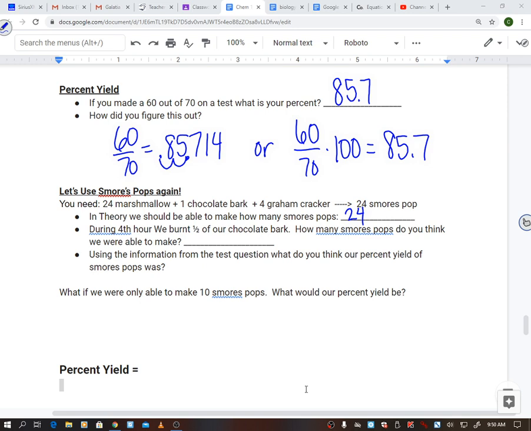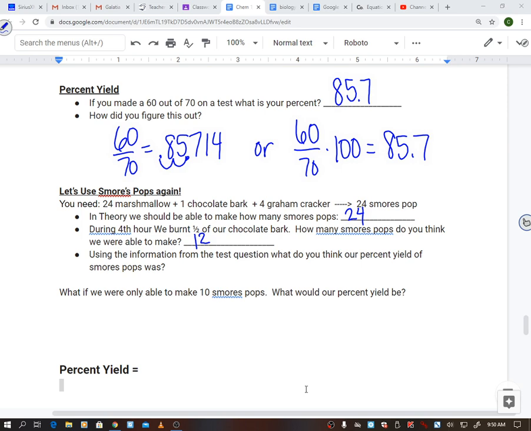Did you guys start eating some of the chocolate bar while it was heating up? Or were you eating some of the marshmallows out of the bag while we were waiting? Last year during 4th hour, we actually, by accident, burnt half of our chocolate bark. So how many s'mores pops do you think we were able to make? Well, if we burnt half, and we normally can make 24, then we're going to make half of our s'mores. So using the information from the test question, what do you think our percent yield of s'mores pops was?